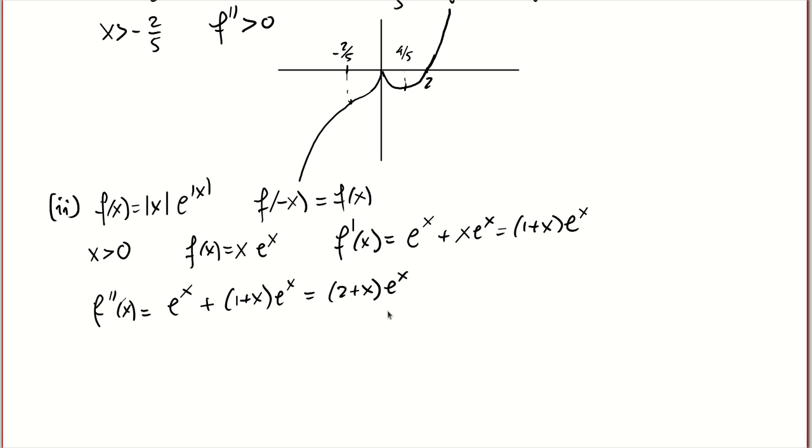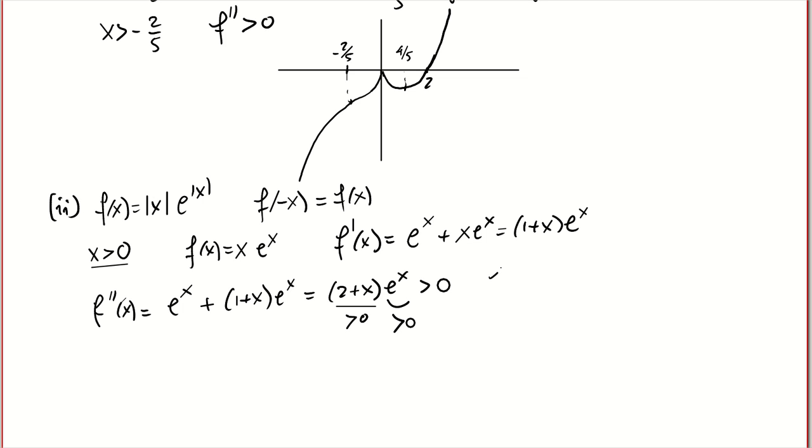And now we need to analyze the sign of this. This factor here is positive because it's an exponential. Exponentials are always positive, right? So the sign depends on this other factor. Well, it's actually for x positive. Remember, x is positive. This is also positive, right? Because x positive plus 2 is a positive number, so this is always positive.